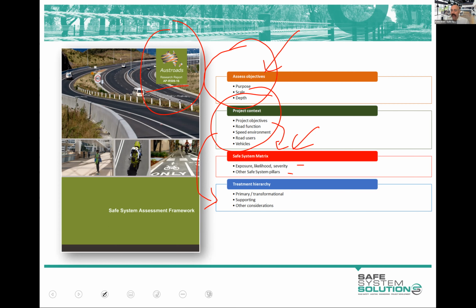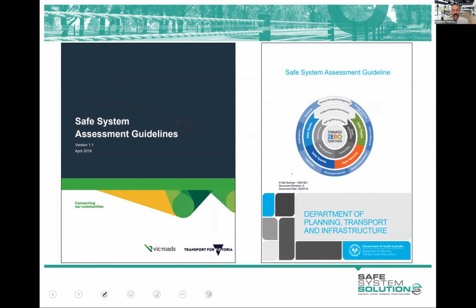I'm going to take you through all of that, but I do want to say that, as I have already said, 2 jurisdictions have released their own guidelines. Let's call them supplements to the Austroads document. But what they've done is said, hey, there's great information in this Austroads document, but it's missing a whole lot of stuff.